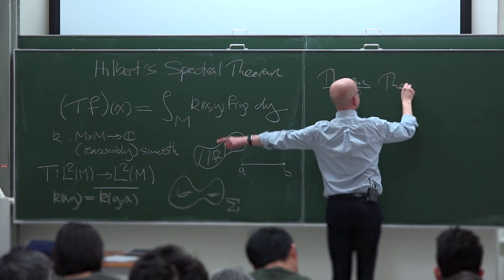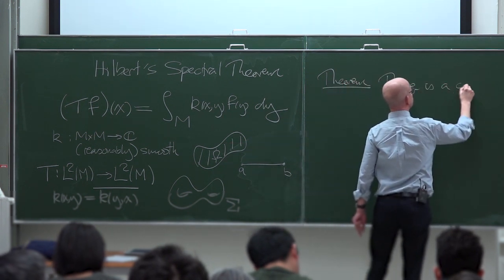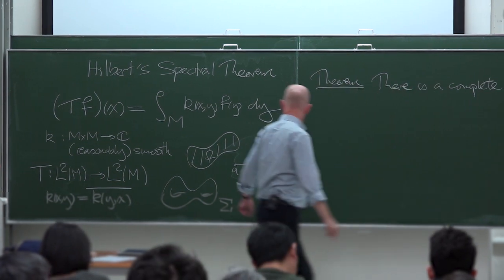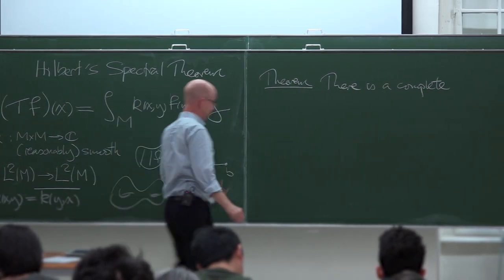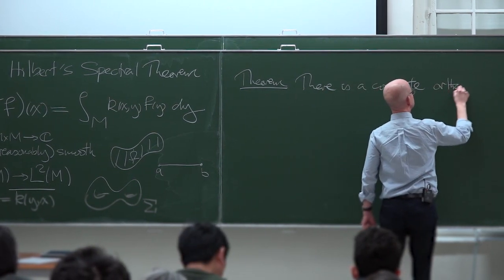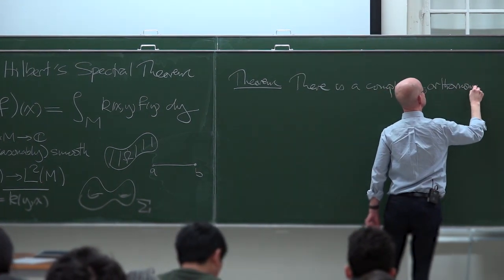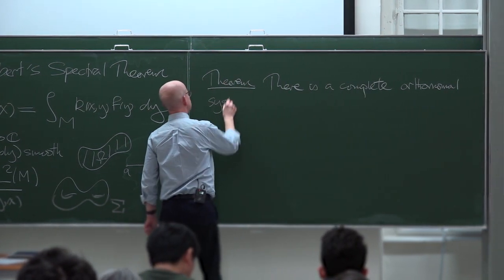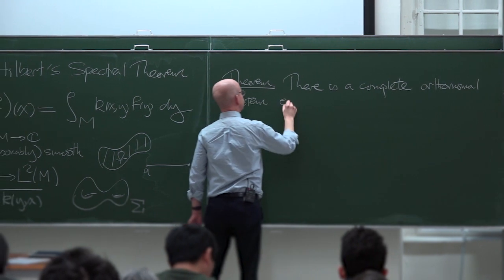And of course, what Hilbert proved is that inside of this gigantic infinite dimensional inner product space, there is a complete orthonormal system consisting of eigenvectors.